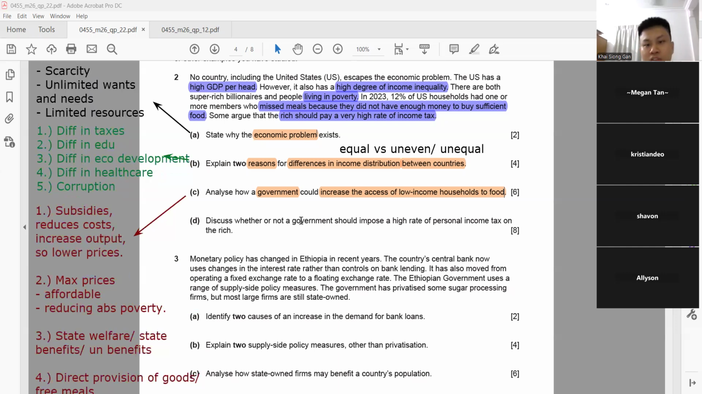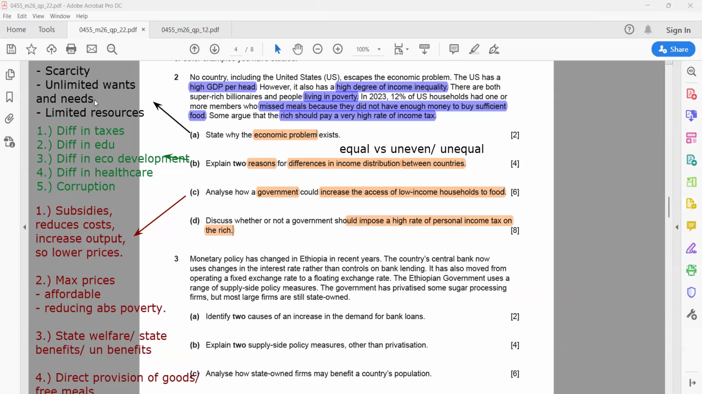Discuss whether or not government should impose a high rate of personal income tax on the rich. Whether they should impose a high rate of personal income tax on the rich. Okay, you want to try? Come. So I want to have 2 points to agree and 2 points to disagree. Whether government should impose a high rate of income tax on the rich. I want to have 2 points to agree and 2 points to disagree.